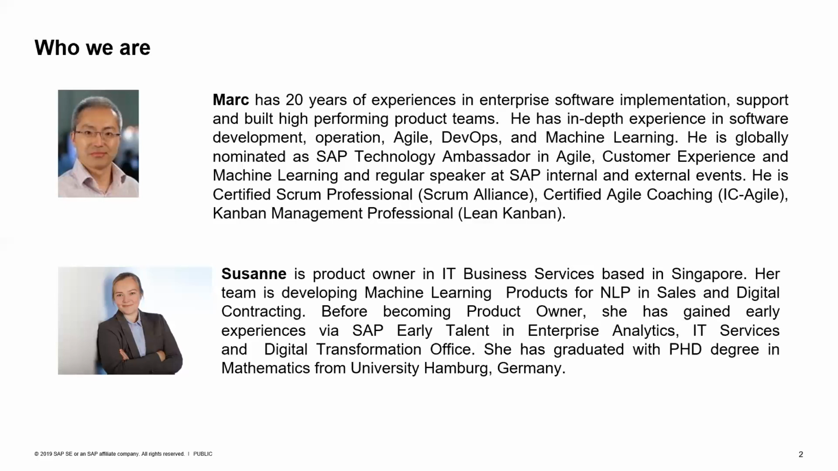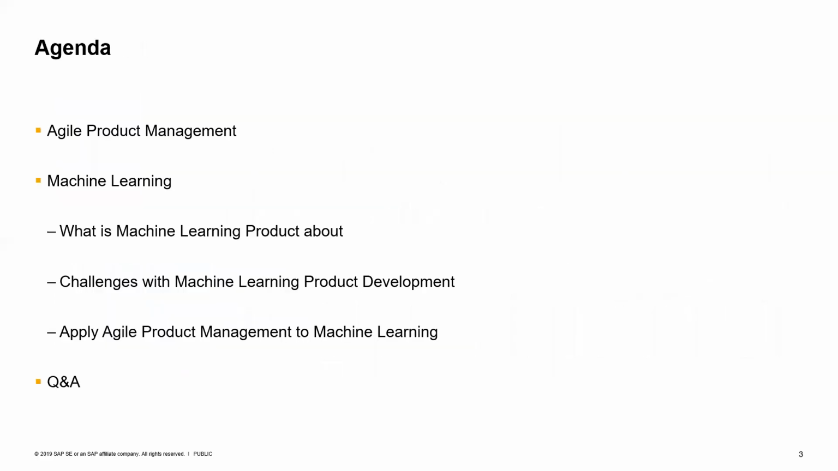Very nice. Now let's go to the agenda. So basically, what do we plan? Two parts. First part, we would talk about Agile Product Management, what we mean by Agile Product Management, and how we apply it in IT services. How do we set a recommended standard for the team here?